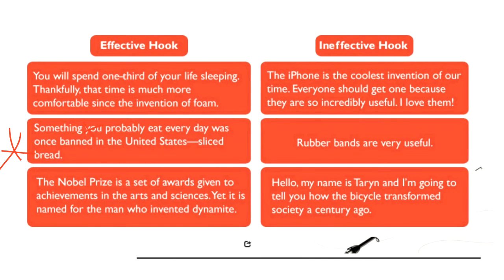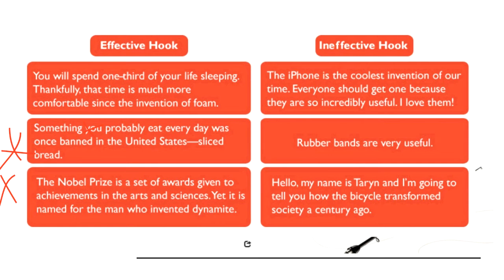An ineffective hook: rubber bands are very useful. Doesn't give us a lot of information. Right? Another really good effective hook: The Nobel Prize is a set of awards given to achievements in the arts and sciences, yet it is named for the man who invented dynamite. Okay? Interesting. I didn't know that. So that's something interesting about the Nobel Prize, and it will help me want to read more.